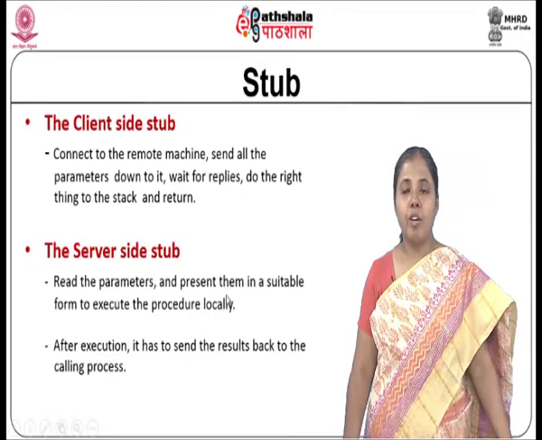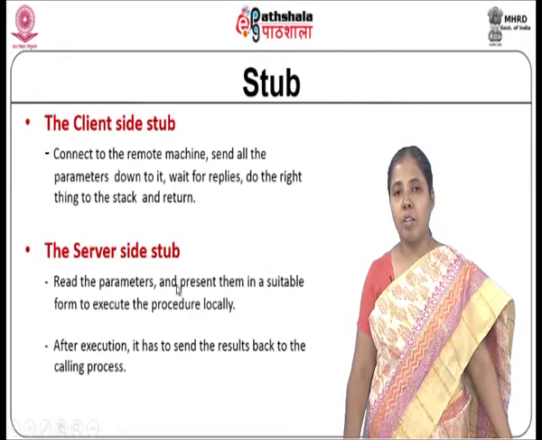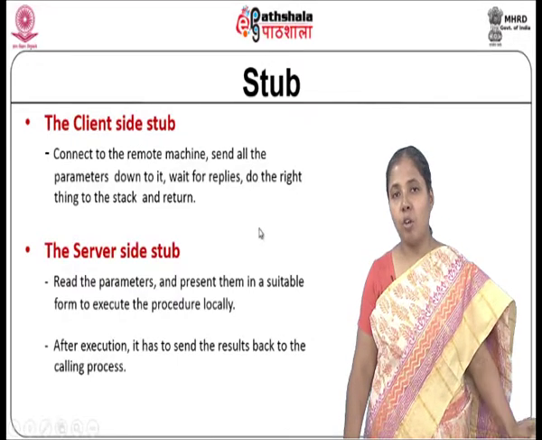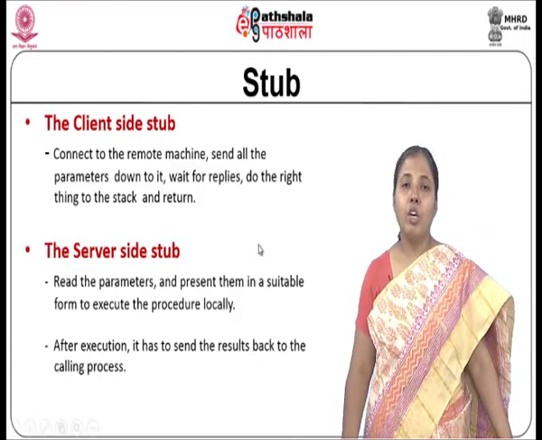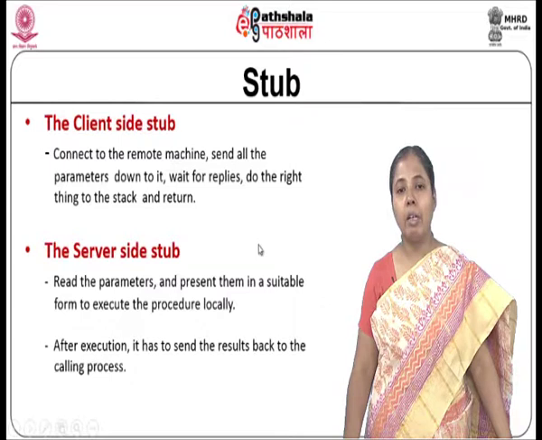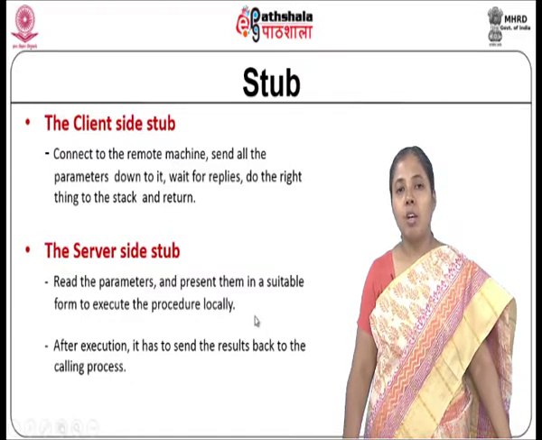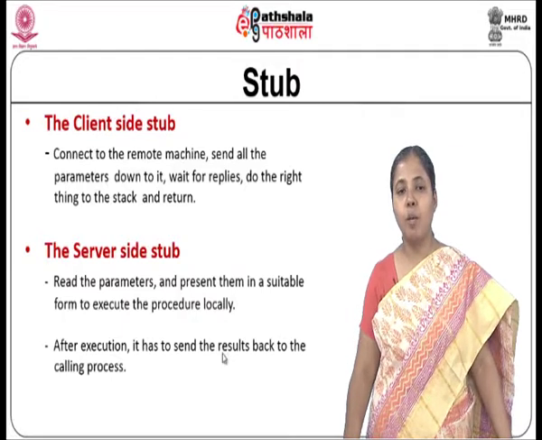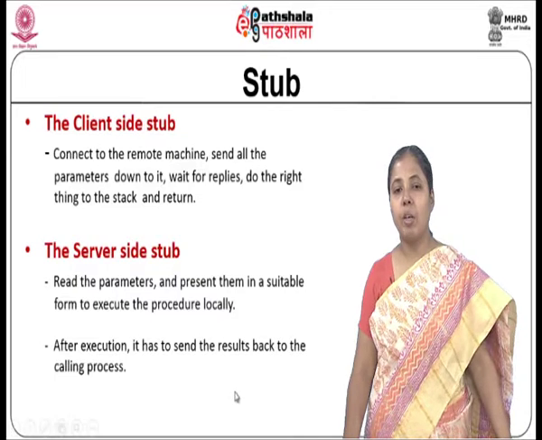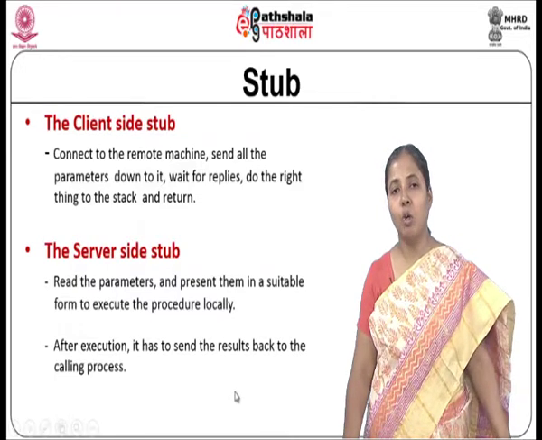Now, we have said that there is a client side stub and a server side stub. The client side stub would connect to the remote machine, send all the parameters, wait for the replies, do the right thing to the stack, and then return. The server side stub in turn would read the parameters, present them in a suitable form to execute the procedure locally, and once the execution is completed, it would send the results back to the calling process.